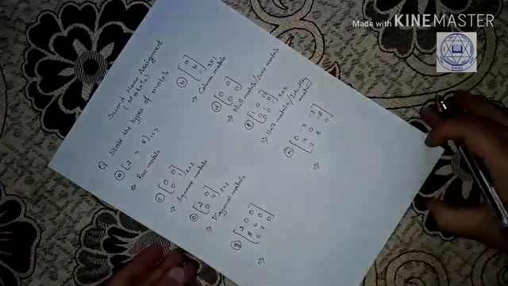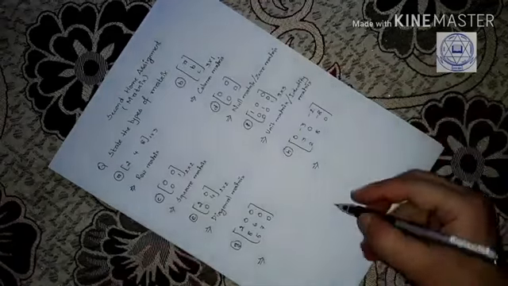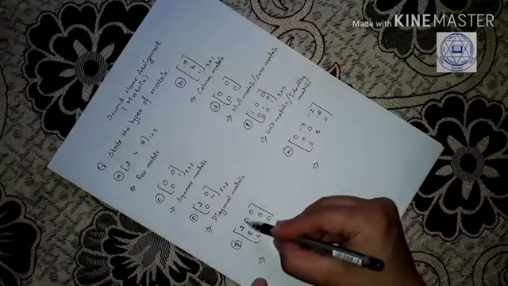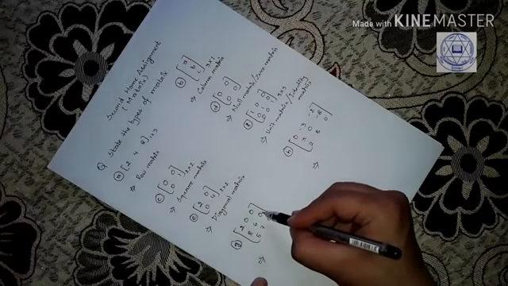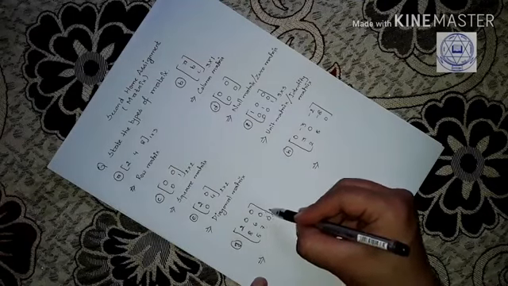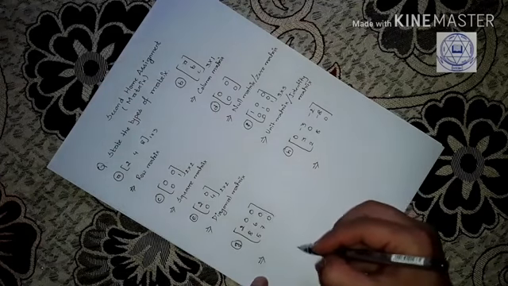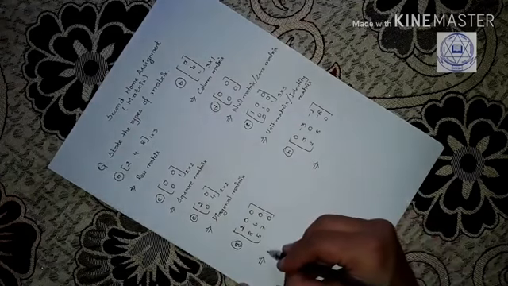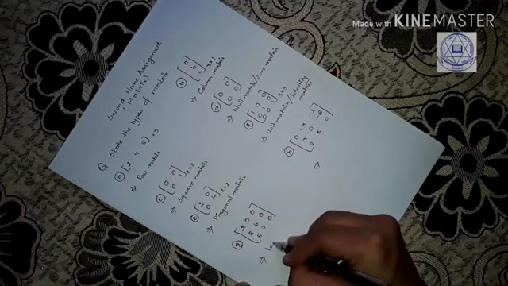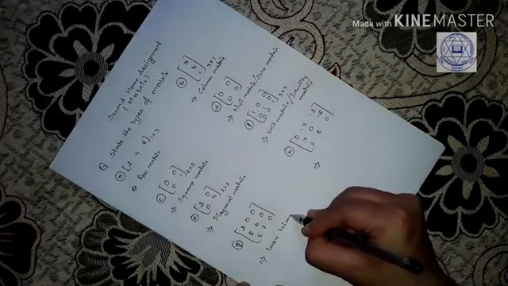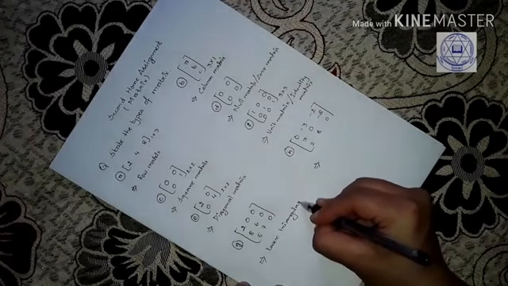Now question number G. In question number G, elements above the main diagonal are 0. That's why it is a lower triangular matrix.